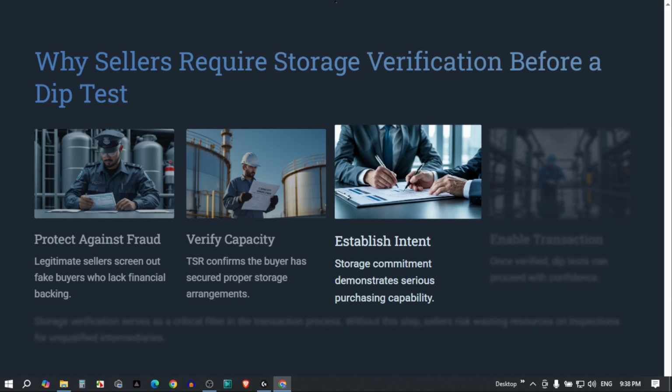As a buyer mandate or buyer broker, you have to make sure that your buyer has the tank storage receipt. Otherwise, it's a waste of time for you also. This is one of the key ways you can separate legitimate buyers. This is the thing you have to understand.